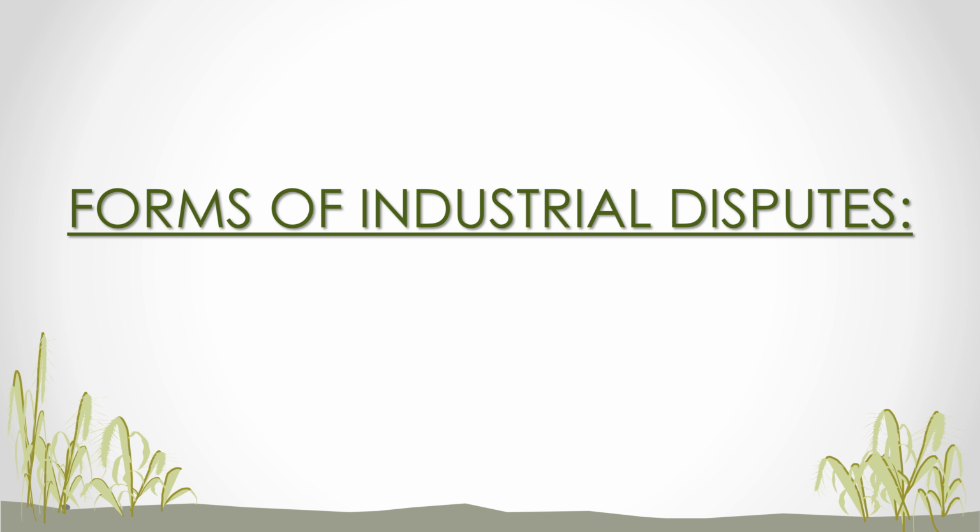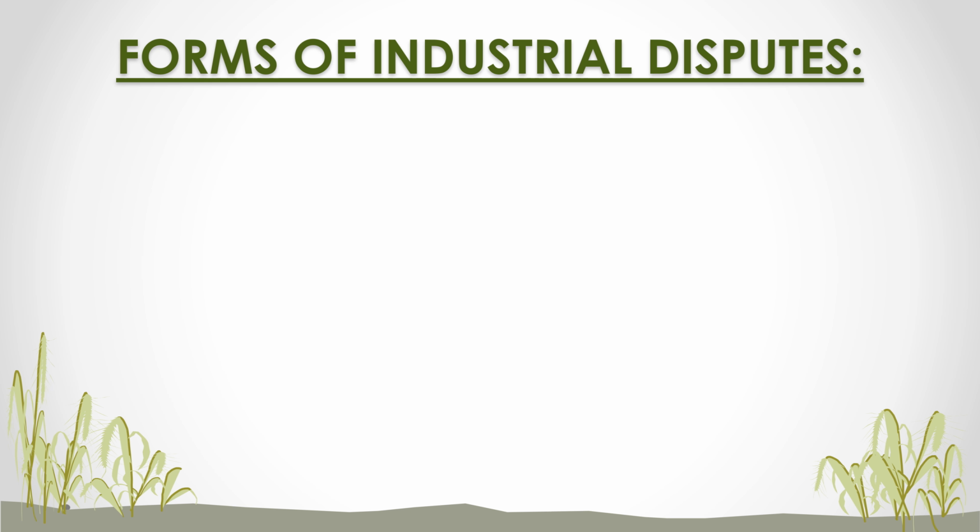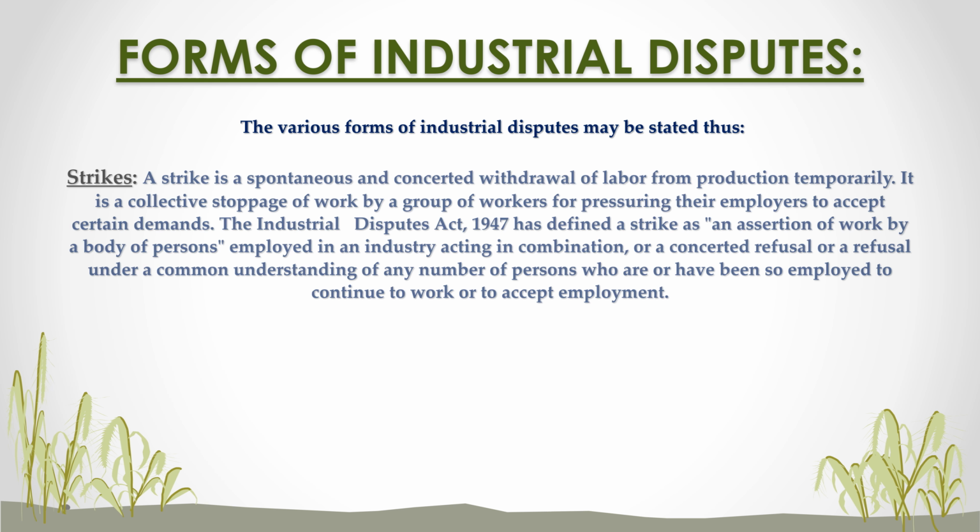Forms of industrial disputes. The various forms of industrial disputes may be stated thus. Strikes. A strike is a spontaneous and concerted withdrawal of labor from production temporarily. It is a collective stoppage of work by a group of workers for pressuring their employers to accept certain demands.